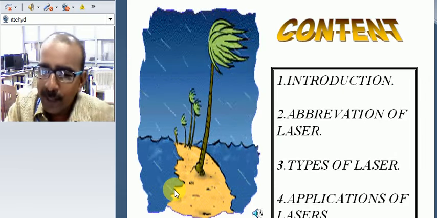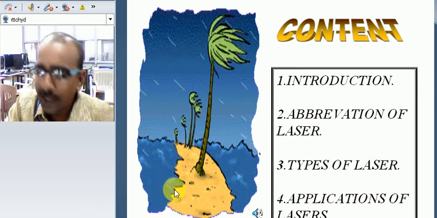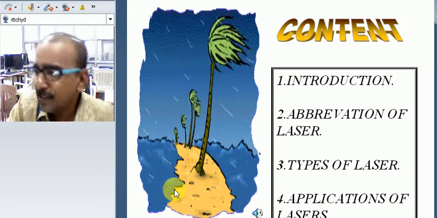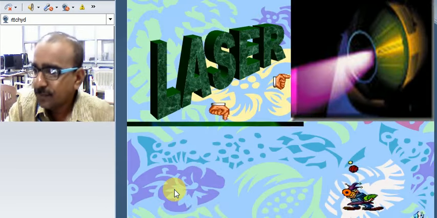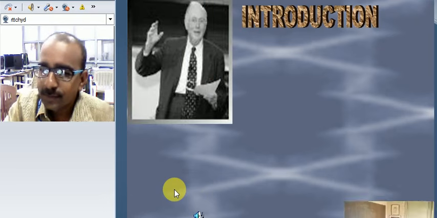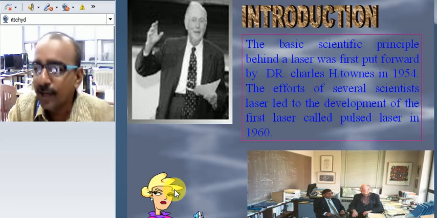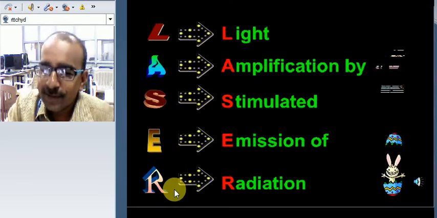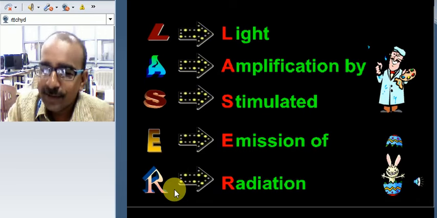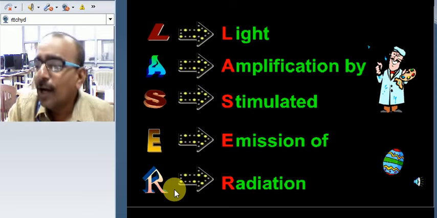So we will see the basics of these lasers, the basic definition, types of lasers, and what are its applications in our day to day life. The basic scientific principle behind the working of this laser was given by Dr. Charles. The full form of laser is light amplification by stimulated emission of radiation. Again, I'll read out, light amplification by stimulated emission of radiation. This is the principle of working of the laser.